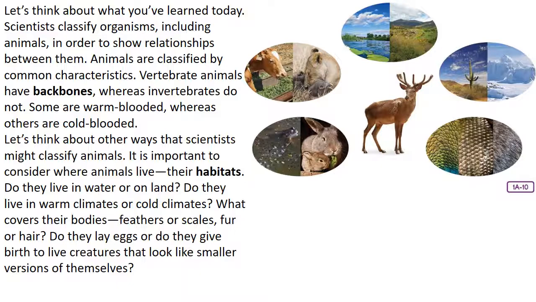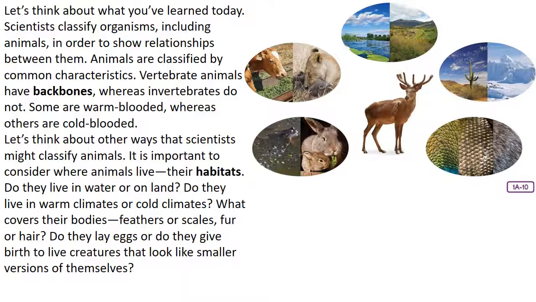Let's think about what you've learned today. Scientists classify organisms, including animals, in order to show relationship between them. Animals are classified by common characteristics. Vertebrate animals have backbones, whereas invertebrates do not. Pay attention to the bold words. Those are usually important. Some are also warm-blooded, whereas others are cold-blooded.